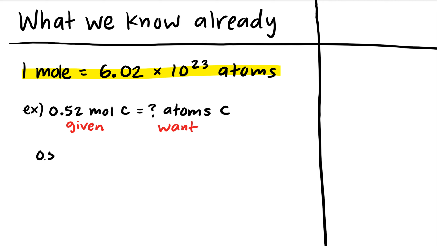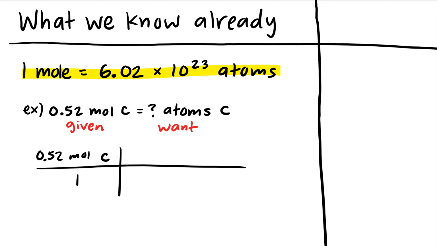0.52 moles of carbon into atoms of carbon. So remember, in dimensional analysis, you start with your given, you put it over 1 as a placeholder, and the whole thing about dimensional analysis is you want the units to cancel. Since my given unit is moles of carbon, I'm going to have to copy down that given unit down and across so that the units are going to cancel.